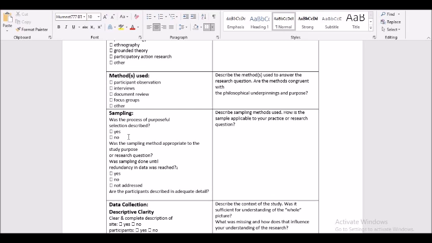Now these kind of things are universal and these have to be maintained in your papers when you're writing it down. Was the process of purposeful selection described or not? Yes or no? Simple yes or no. You're not writing a lot. Then, was the sampling method appropriate to the study purpose or research question?